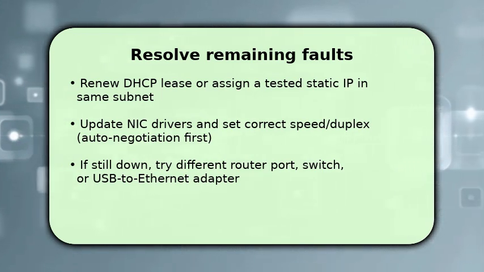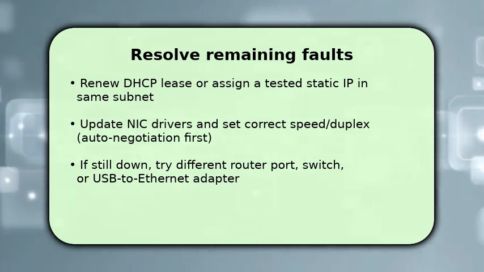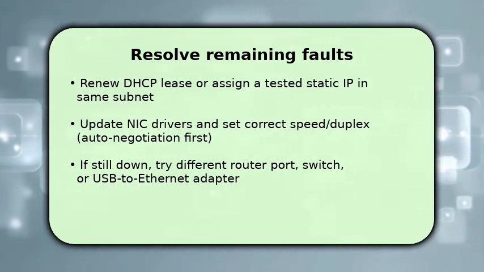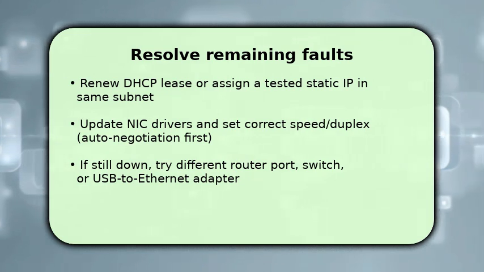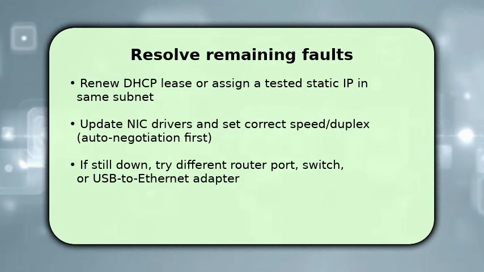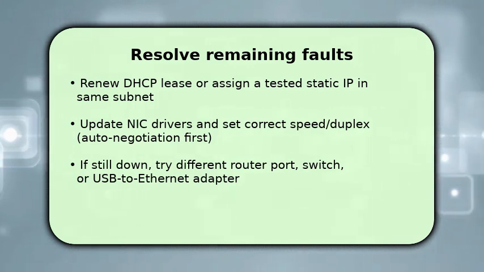Make sure NIC drivers are current and check speed and duplex settings. Auto-negotiation usually works best. Force settings only as a last resort. If you still lack connectivity, move the cable to another router port or use a different switch or USB Ethernet adapter to rule out a bad port. Tip: if intermittent, run continuous pings while swapping.